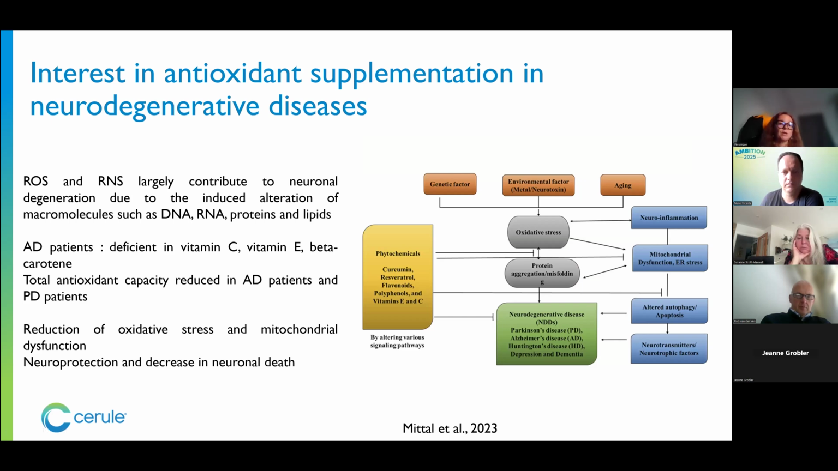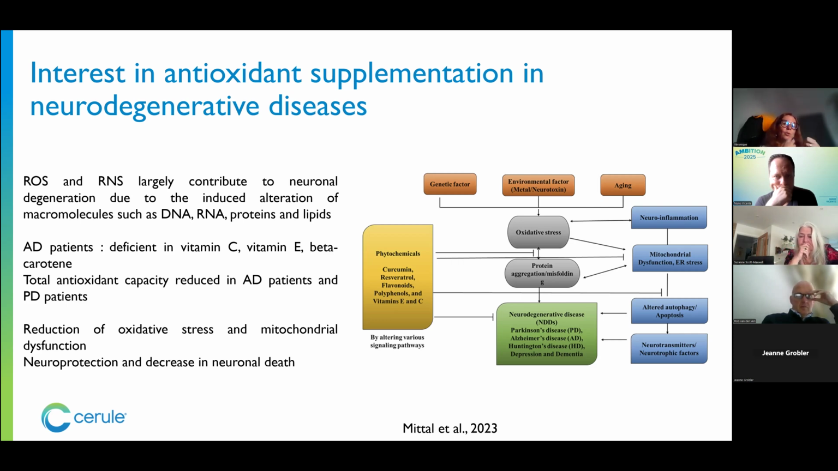And there is also an interest in antioxidant supplementation because, as we said, there is oxidative stress present in both Alzheimer's disease and Parkinson's disease. And we have also a total antioxidant capacity that is reduced, especially for Alzheimer's patients and Parkinson's patients. And Alzheimer's disease patients are also deficient in antioxidants: vitamin C, vitamin E, beta-carotene. So we can see that there is an impaired endogenous antioxidant capacity.